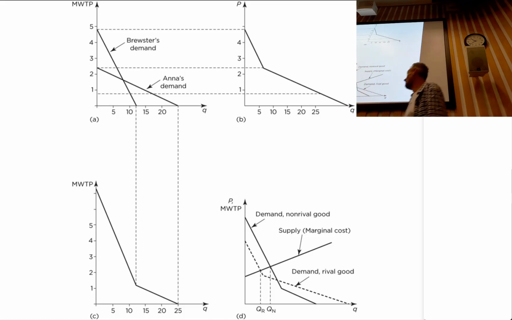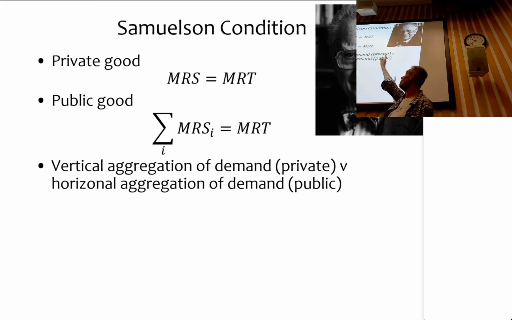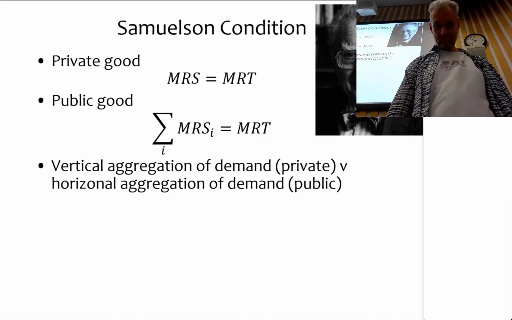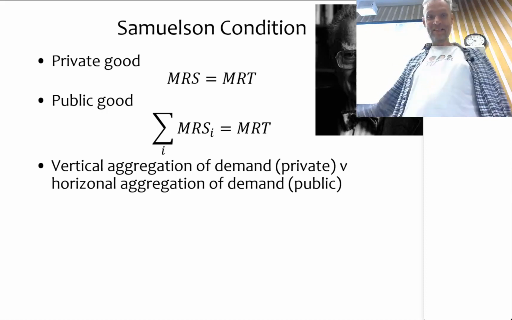And here we see the two demand curves together. This is the rival good, this is the non-rival good. Then we have a hypothetical supply curve as well, a marginal cost curve. And we have two equilibrium points, one for the rival good and one for the non-rival good, right? So that is what Samuelson means with the sum of the marginal rates of substitution should equal the marginal rate of transformation. And I've swapped vertical and horizontal. The math is right, the text I am not sure of at the moment.